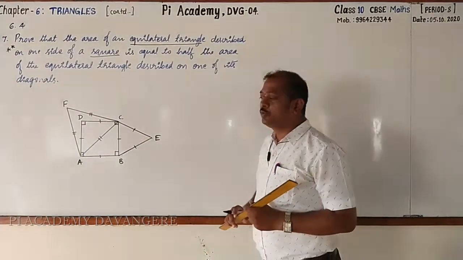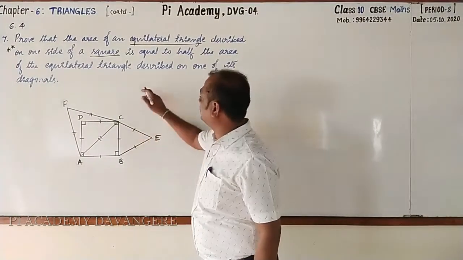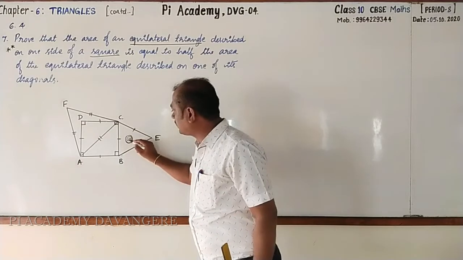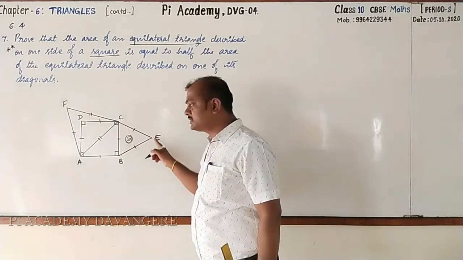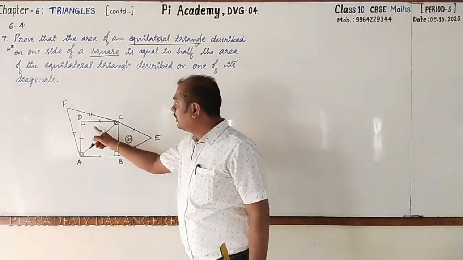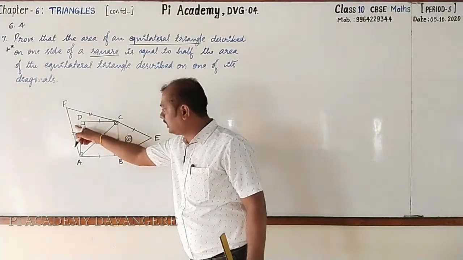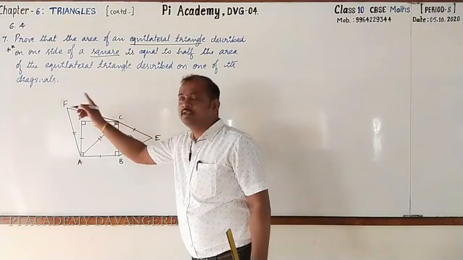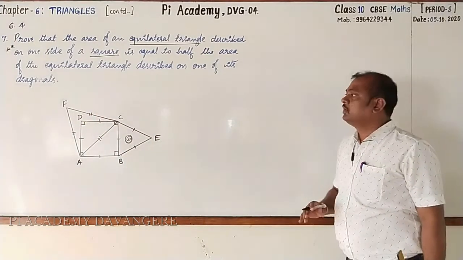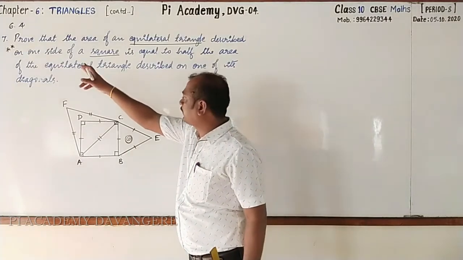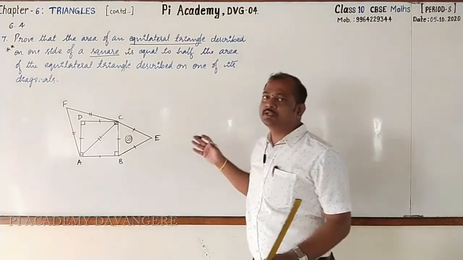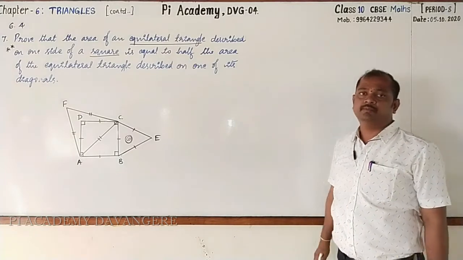Then what do we have to prove? We have to prove that the area of the equilateral triangle described on one side of a square, that is, the area of BCE, is equal to half the area of the other equilateral triangle, that is, ACF. Followed? Yes. Now, pausing the video, please copy from there to here. After that, you may continue to write with me.